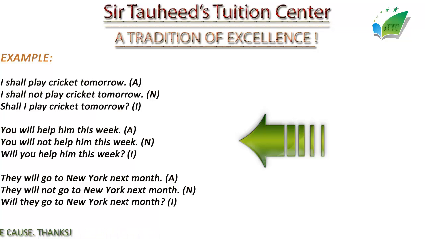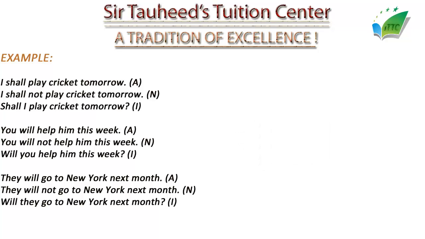To make it a negative sentence, we need to use not after the helping verb. So the sentence will become: you will not help him this week. This is a negative sentence. To make it an interrogative sentence, we'll use the helping verb before the subject. So the sentence will become: will you help him this week? And a question mark at the end. This is an interrogative sentence. It means that I'm asking if you are going to help him this week.